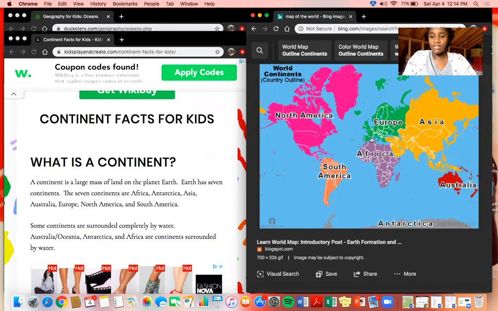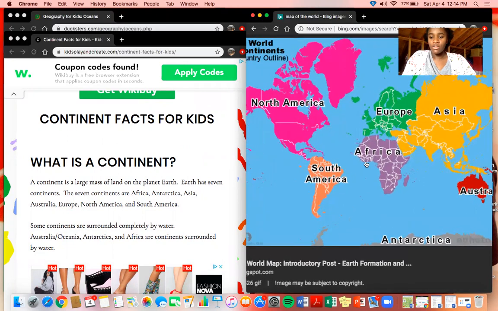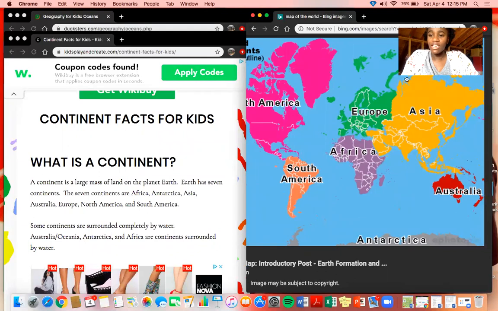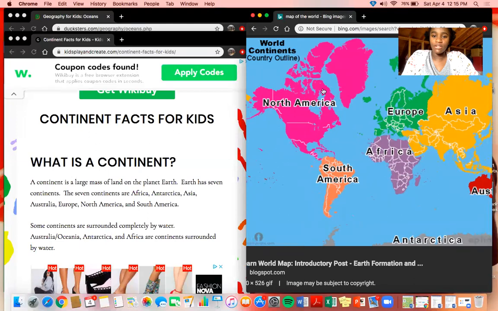There's Africa right here in purple. Then we have Antarctica, which is gray at the bottom. Then we have Australia over here. We have Asia, it's pretty big. We have Europe right here. We have North America, this pink one right here. And then we have South America, right?